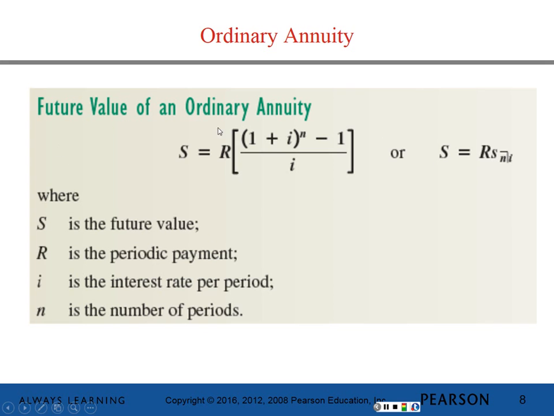And this is the actual formula, but it can also be written as R times S sub N over I, or N times I. This is probably the one that's easier to calculate. The other one's just a shorthand notation. So let's work an example of that.